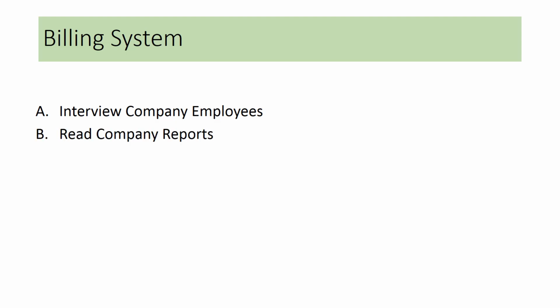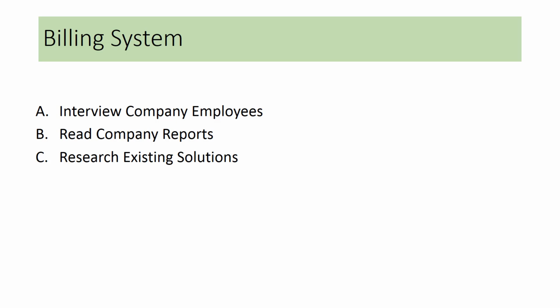Now, it is always a good idea to start talking to the company and their employees first to understand how the billing process is done currently. So we would start by interviewing the company employees, followed by reading the company reports to see if the employees have missed something to tell us during the interviews. Researching existing solutions and how other companies are automating their billing system is always a good idea. So we will plan to do that as well.